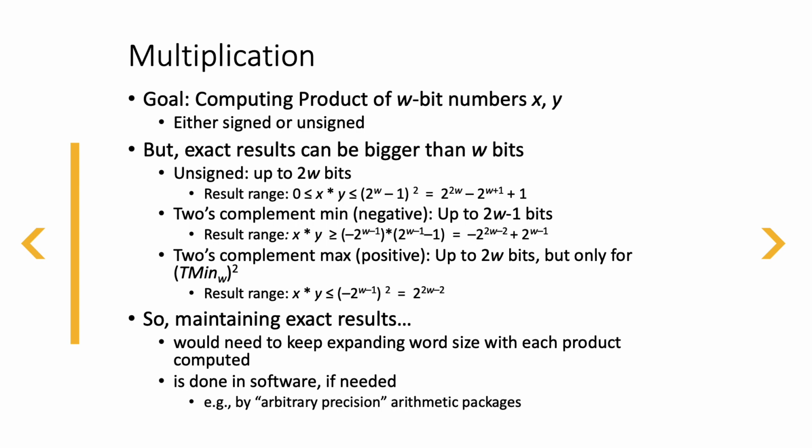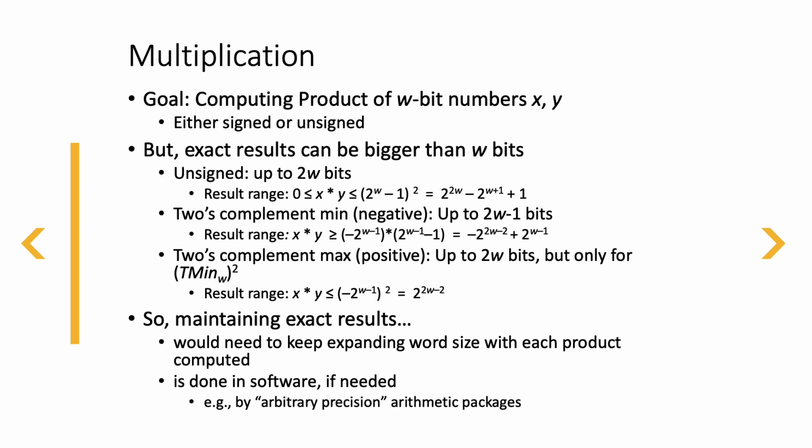Now, with multiplication, there are really no surprises. Our goal is to compute the product of 2 w-bit numbers, right? Whatever our word size is, we've got 2 numbers that are represented in our word size. We want to compute the product, and signed or unsigned, it doesn't really change that much. Now, the thing is, with multiplication, we can have way more than one carry bit, right? And actually, for both unsigned and 2's complement, we can end up with 2 times w bits. So if we're talking about a 4-bit word size, we could actually end up needing 8 bits to represent exact results.